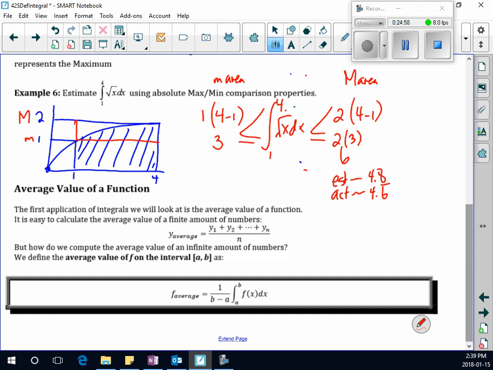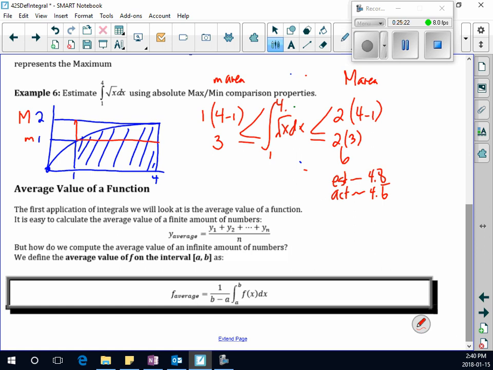So if I want to find the average value of f on an interval from a to b, so where's this one? I don't know. I'm tired. Anyways, so if I want to find the average, it is 1 divided by b minus a times the integral from a to b of f of x.